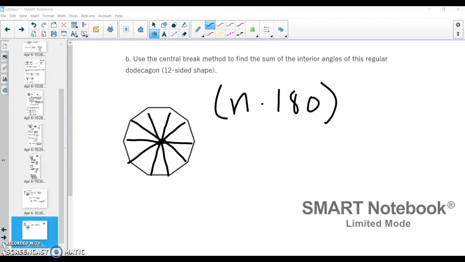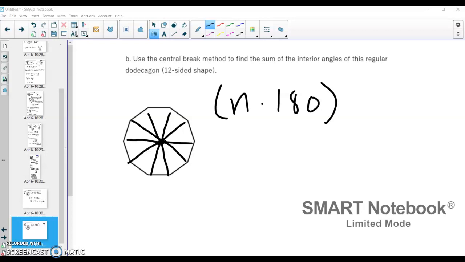Okay. This will take only a couple minutes. I hate that I had to make a third video for this, but we got to do what you got to do. Where I was using the central break method to find the sum of the interior angles. And the central break method is pretty much breaking it into triangles based on the center.